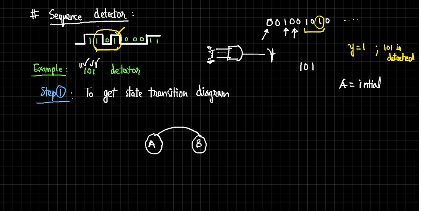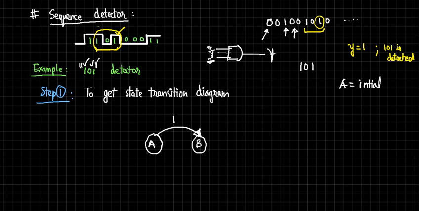So 1 has been detected, right? This arc indicates the transition. Transition means whenever the input is 1, it will jump to the next state. It will check the next input, whether it is 0 or 1, and depending on that it will proceed. Now, how can we say that 101 is detected? We may raise some flag. When 101 has been detected, the output may be 1 there. We'll go with that.